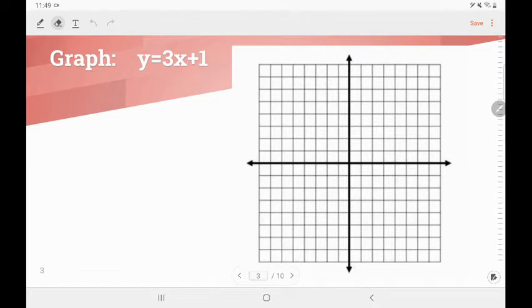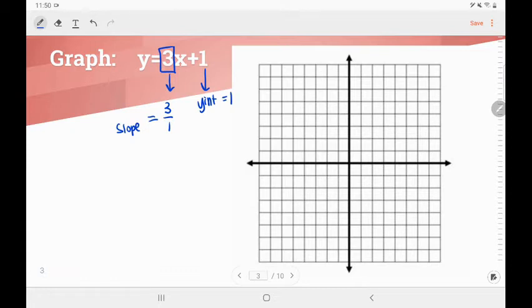Graph y equals 3x plus 1. Remember that 3, which is your slope, which is always in front of x, can be written as a fraction, and I'm going to make sure it's a fraction first. 3 over 1 is my slope. Let's label that. 1 is my y-intercept, b equals 1.